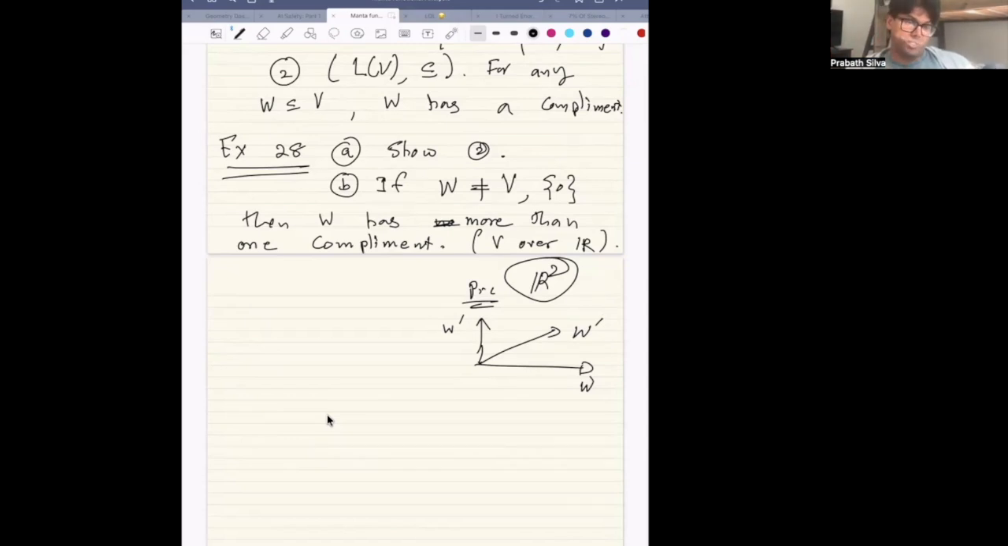So in here, I'm asking you to prove that you can find more than one complement. You probably have to play with the basis: you take a basis for W, and then you extend that basis to the whole space, and then you play with that a little bit, and you'll be able to find two complements. Okay, but the idea is this, and let's show this one too.